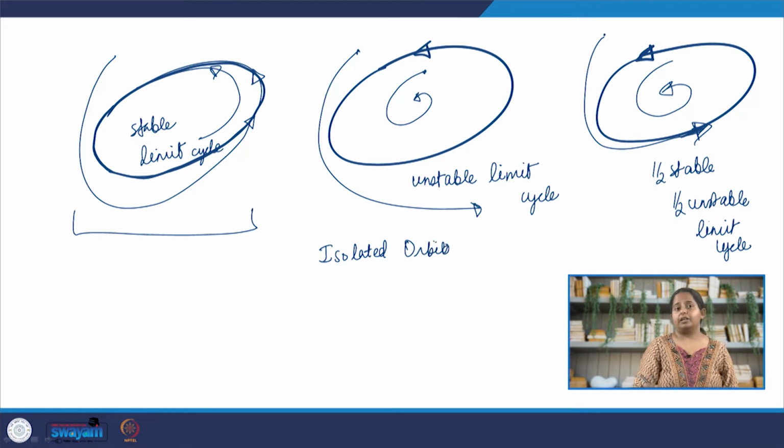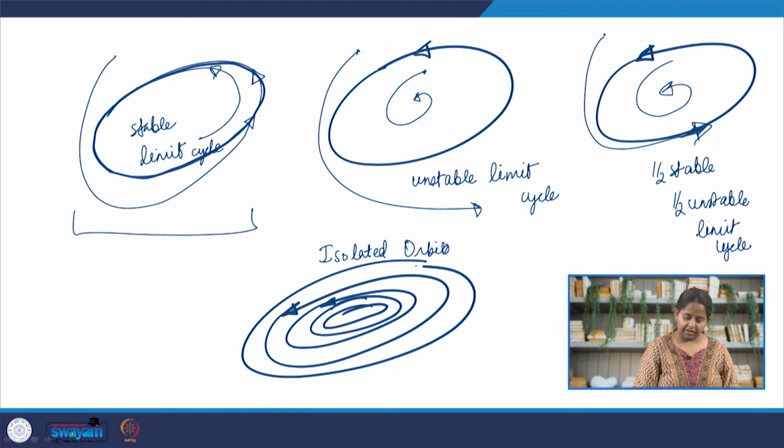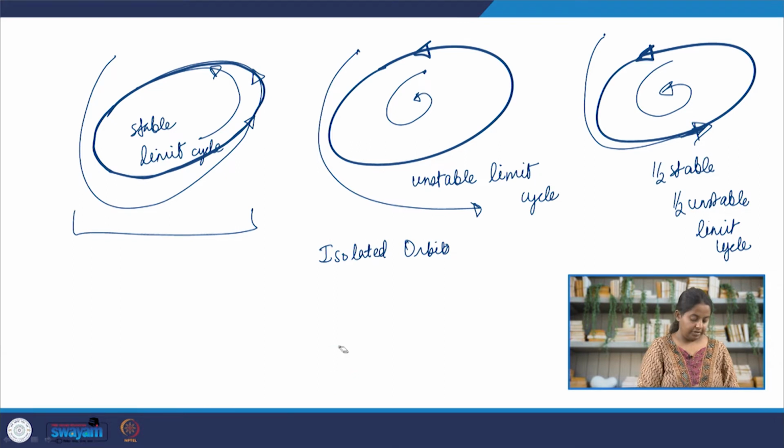What it means is that there is no other orbit inside or outside these orbits. So if I had an orbit that looked something like this, and then inside it I had another orbit, like a series, an array of orbits, and outside also I had, which is what we see in case of centers, then this is not a limit cycle. Limit cycle is different. It's an isolated instance. It has an isolated orbit.